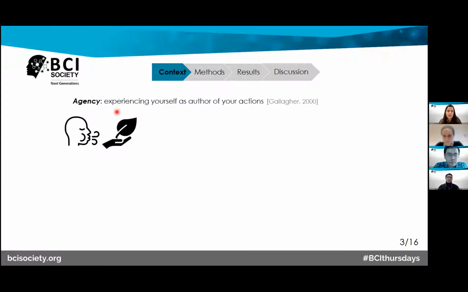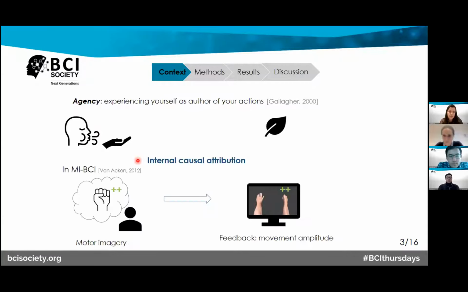So what is agency? It is the experience you have of yourself as the author of your actions. It's based on the coherency you perceive between what you expect from your action and what you actually observe. For example, if you blow on a leaf, you expect it to fly away. If it actually does, it's going to reinforce your sense of internal causal attribution. This sense of agency can be extended to BCIs. Since in a motor imagery BCI, the task is imagining a movement, when you're imagining a movement, you should expect to see it on the screen.